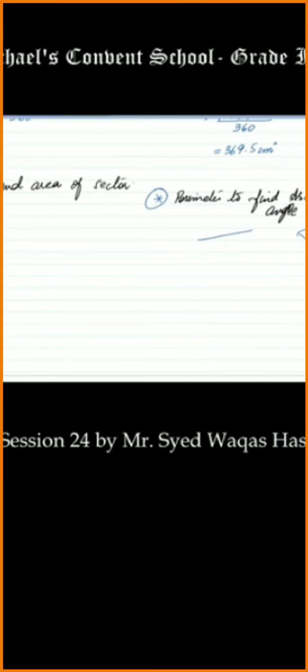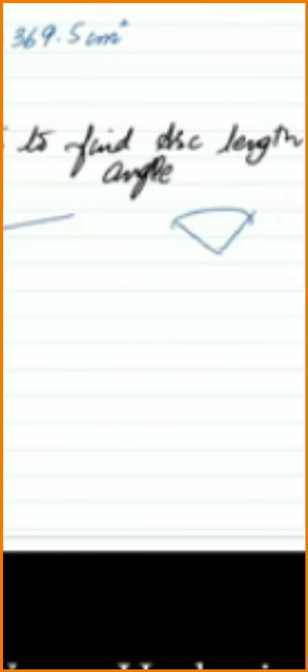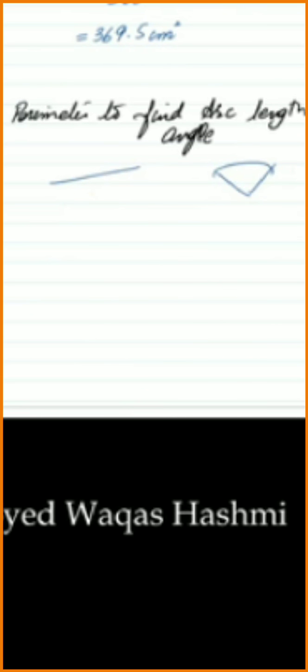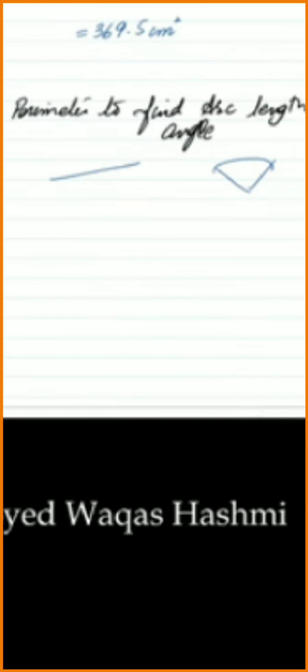So we had discussed a question regarding a piece of wire that was bent in the form of a sector. That is an example of this question, right? So in the last class we had covered question number 3 of exercise 10b. In today's class we are going to start from question number 4. Let me first enlarge. Now question number 4 has 4 parts, right?